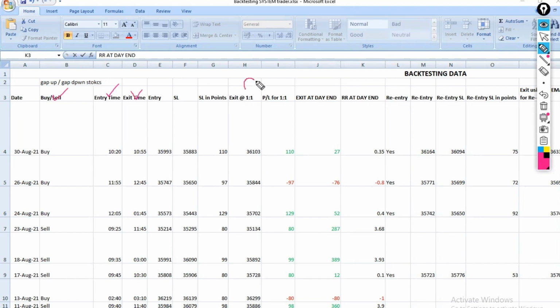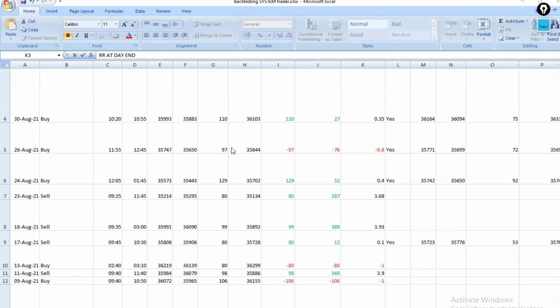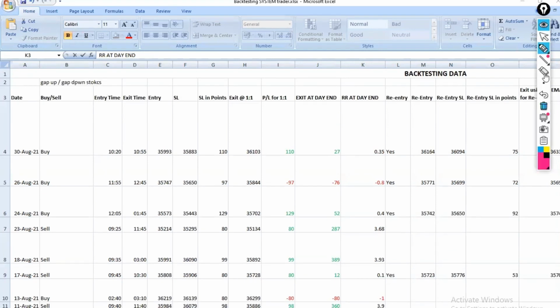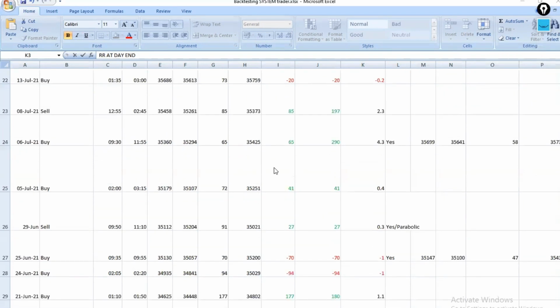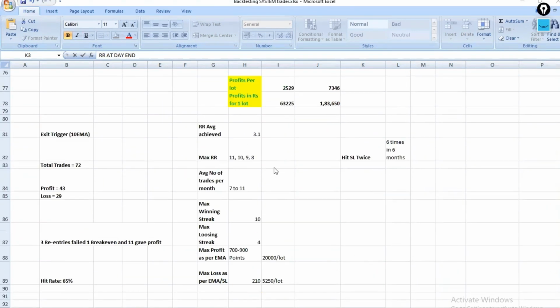But the most interesting point over here is this: the exit at 1:1, exit at day end, PNL for 1:1, and PNL for keeping the trade open till day end. Let's go down and see the observations by the system trader. Not just that, we also have the re-entry criteria mentioned, which I will be discussing soon. Right, let's go down and see.